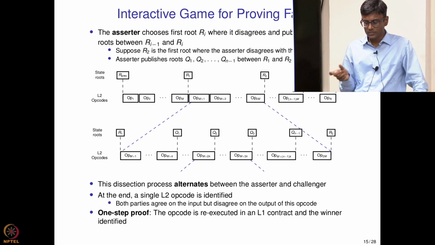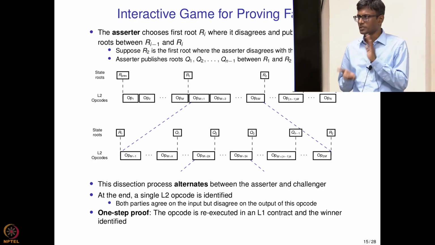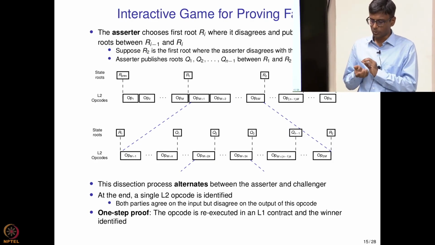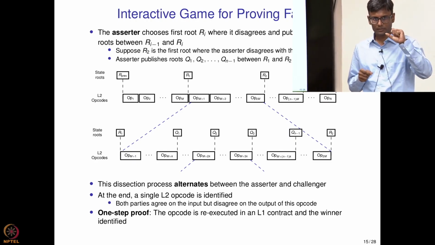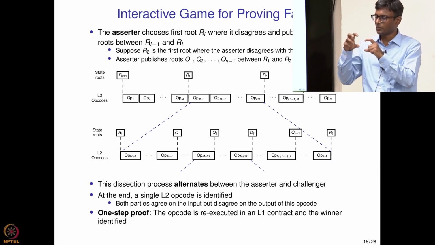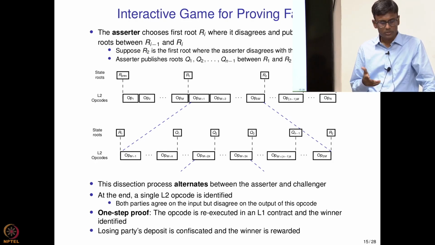So this one step proof is now re-executed in an L1 contract. The number of layer 2 opcodes is limited. There may be 256 possible opcodes, like add is an opcode, multiply is an opcode. So once they identify which opcode it is, they already have identified the inputs to that opcode, then they will just run that opcode in the layer 1 contract and identify the winner. And the losing party's deposit is confiscated.